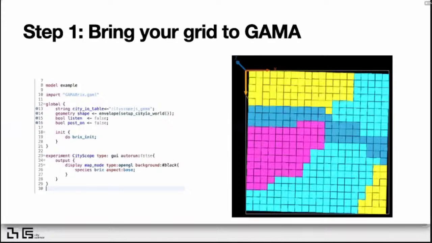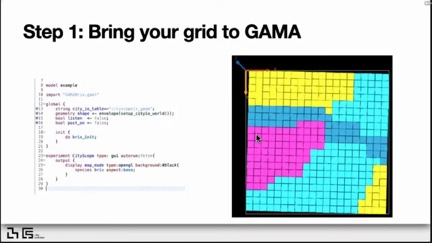Step one, bring your grid to Gamma. You open up your Gamma platform, and you want to have your grid on Gamma. With that simple block of code on the left, you can bring and create the replica in the Gamma world, the Cityscope world. The code on the left is all you need to create a Gamma world that has the grid. The grid cells are instantiated as agents that belong to the brick species.